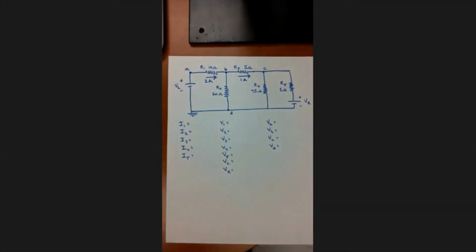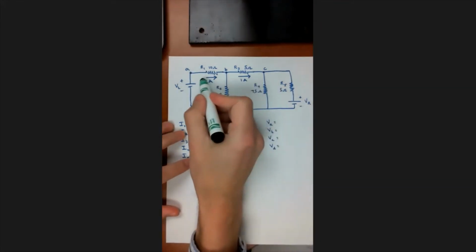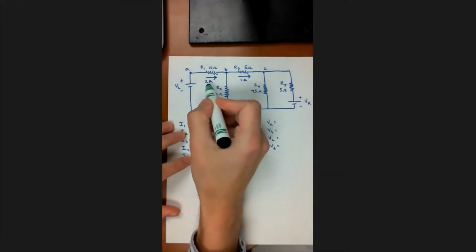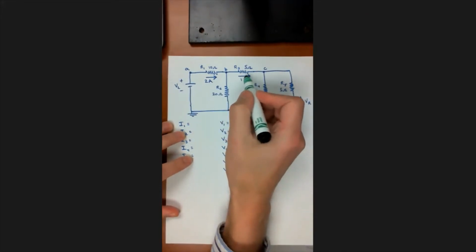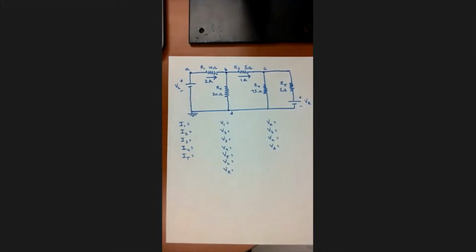So we're probably going to have to use KVL and/or KCL. If we know we're going to have to use KVL or KCL, the next step is to draw our assumed current directions in. And we're given that the current through R1 is flowing left to right with 2 amps. And the current through resistor 3 is 1 amp, also flowing left to right.